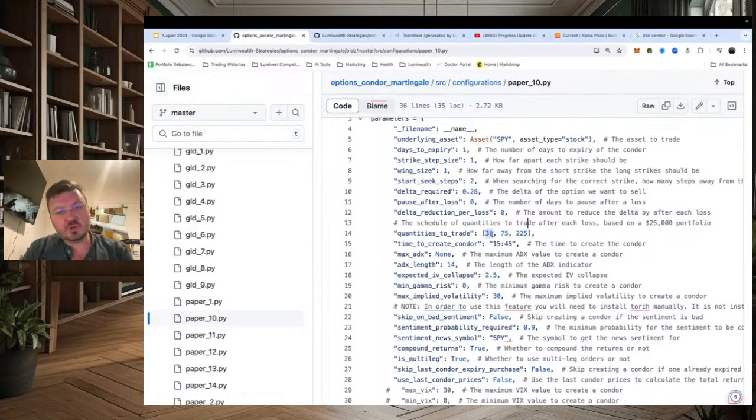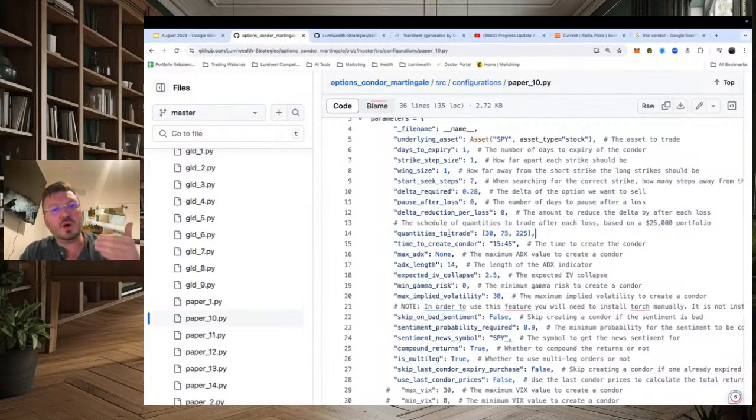So assuming you were trading with a 25K account, you sell 30 condors. So 30 times 4, right? Because condors are 4 different options. If it loses money, it will increase the amount of contracts it's buying to 75. If it loses money again, it increases it to 225. If it loses again, it goes back down to 30, right? It kind of does that. So this is the condor part of it.